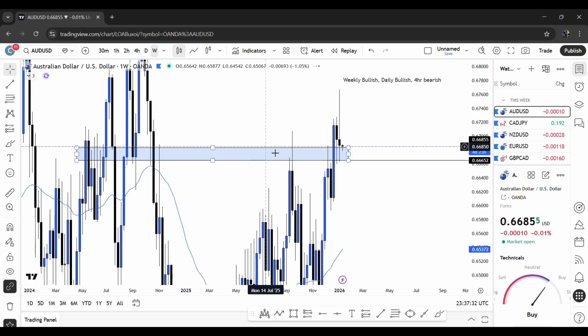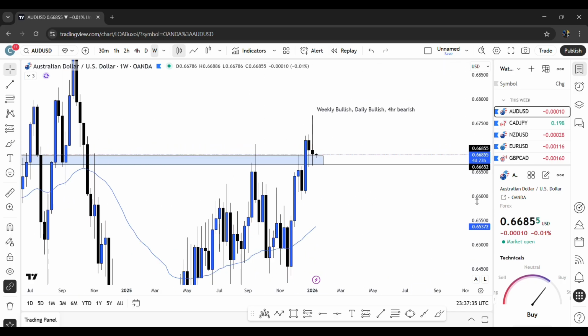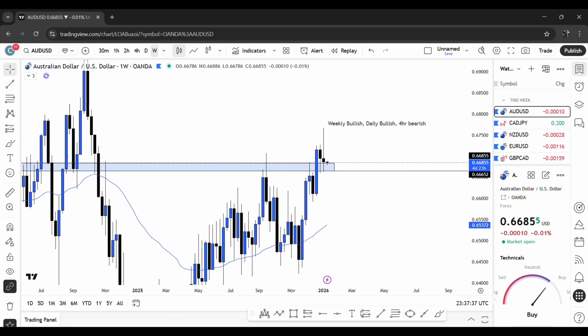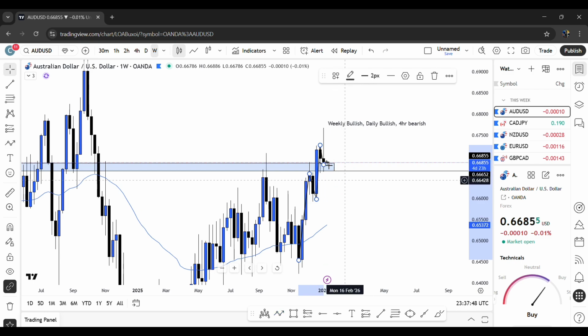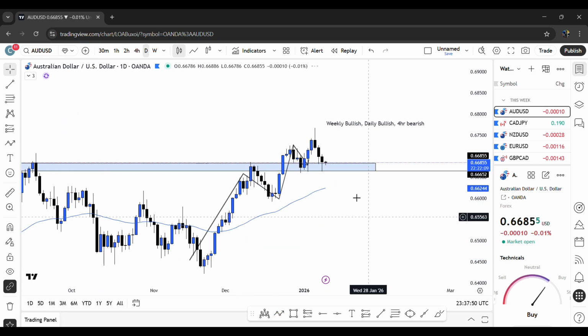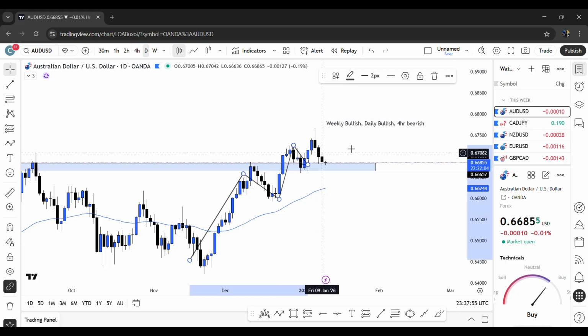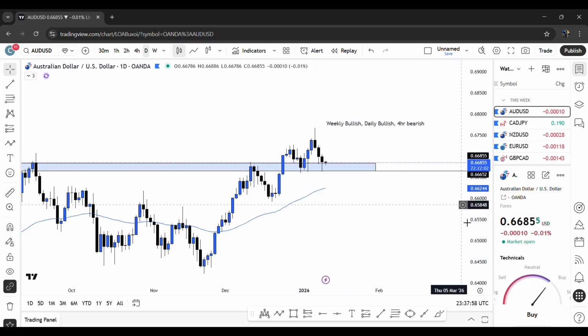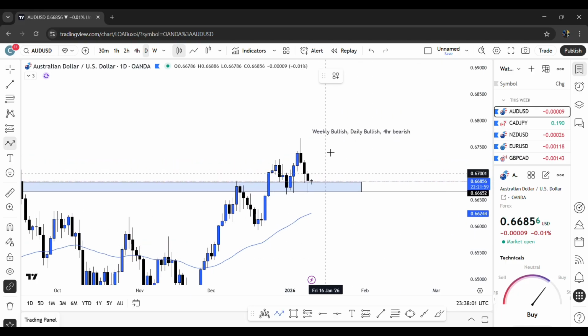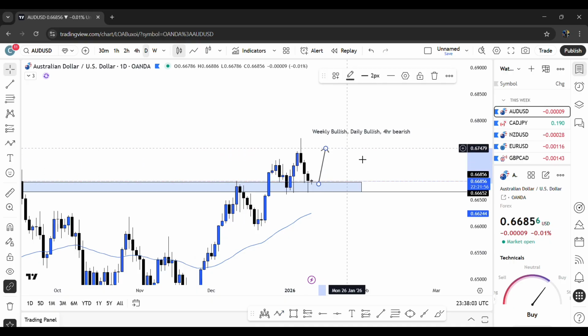If we go to the weekly time frame, we see it's making high highs and high lows. So weekly is bullish: high low, high high, high low, high high, and now the price has come to our area of interest. Same with daily as well, making high highs and high lows. And now the price is at our area of interest where we are looking to enter for our buys.